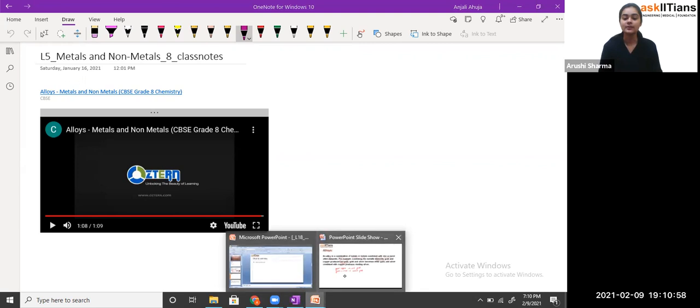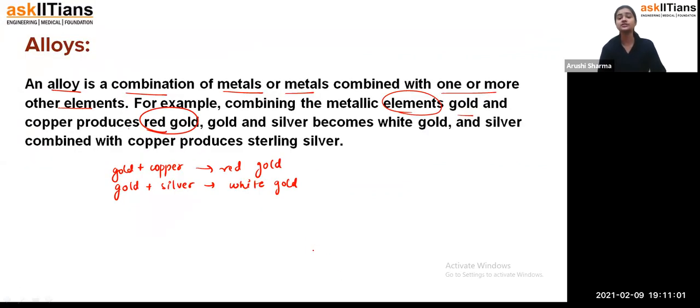For alloys you don't have to be very specific or detailed about what the alloys are. They are just a combination of metals, or metals combined with another element, like a non-metal, and you get a mixture that we call an alloy. As you can see, some examples are written here: combining the metallic elements gold and copper produces red gold, gold and silver becomes white gold, and silver combined with copper produces sterling silver. So these are all examples of alloys.